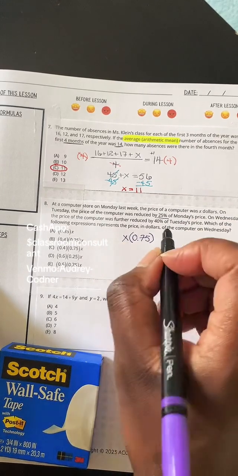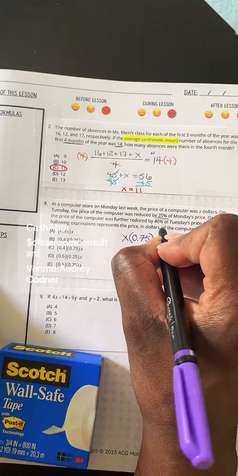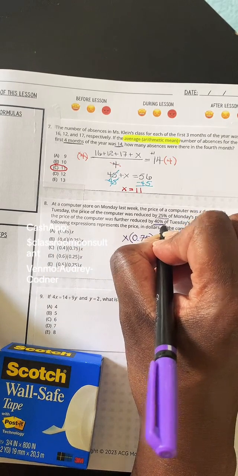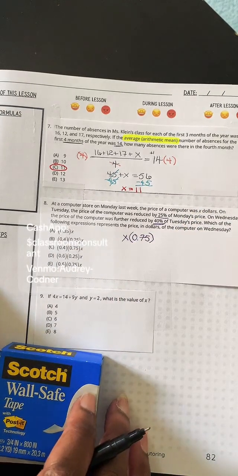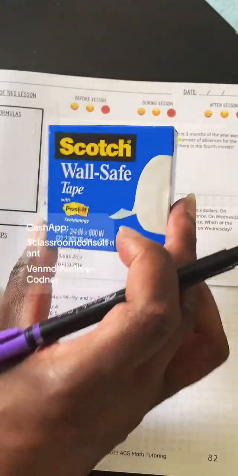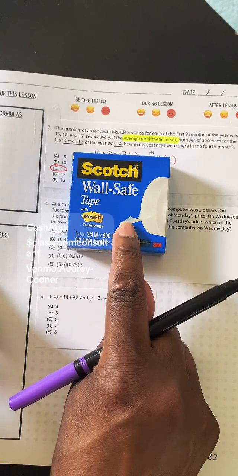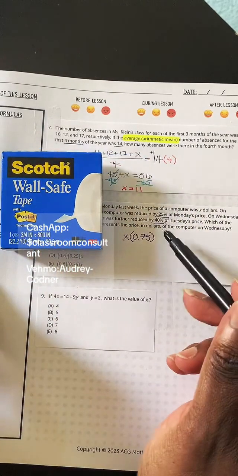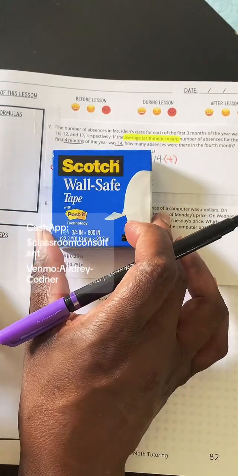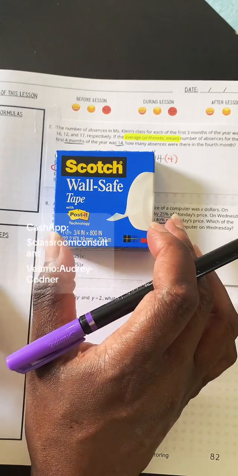So now they're saying that the price is reduced even more on Tuesday. Like they didn't even give it a chance to sell, right? They were just like, oh, we got to clear the shelves. So now, same computer, different day, but now they took an additional 40% off. So you're not like, oh, okay, well, I'm taking 65% off. Don't add them together. You will get an answer, but it's not going to be right.